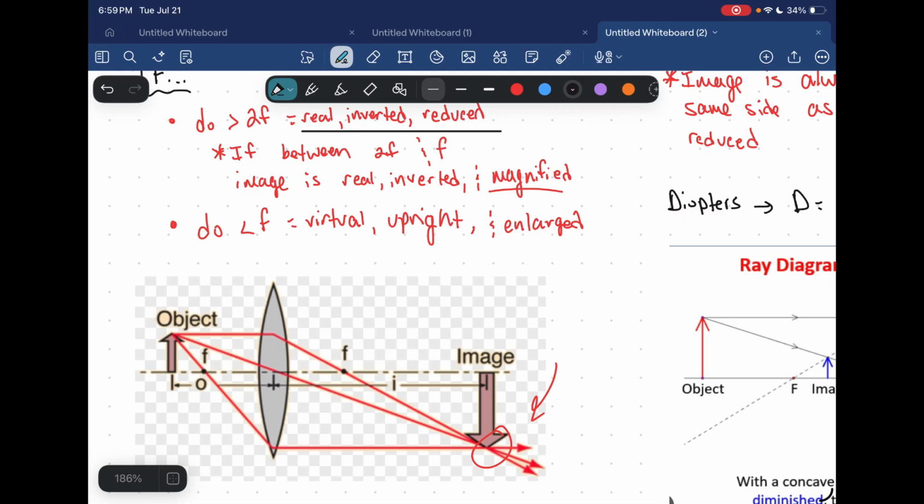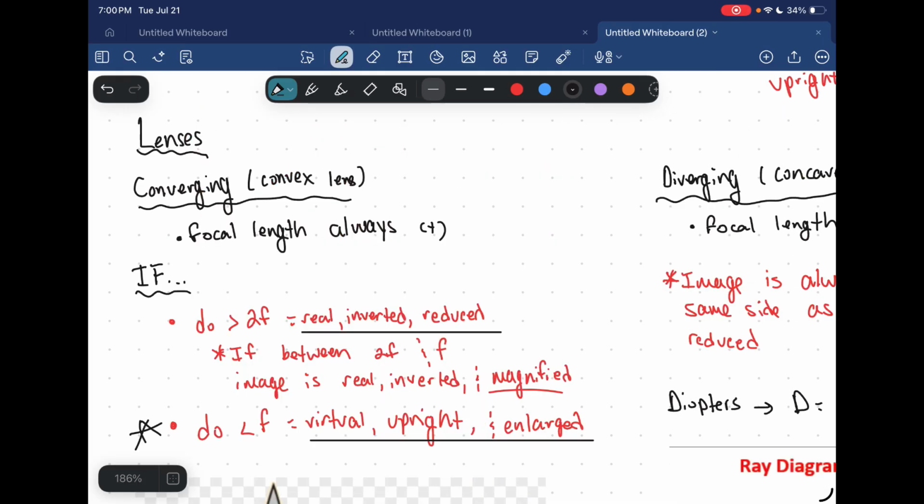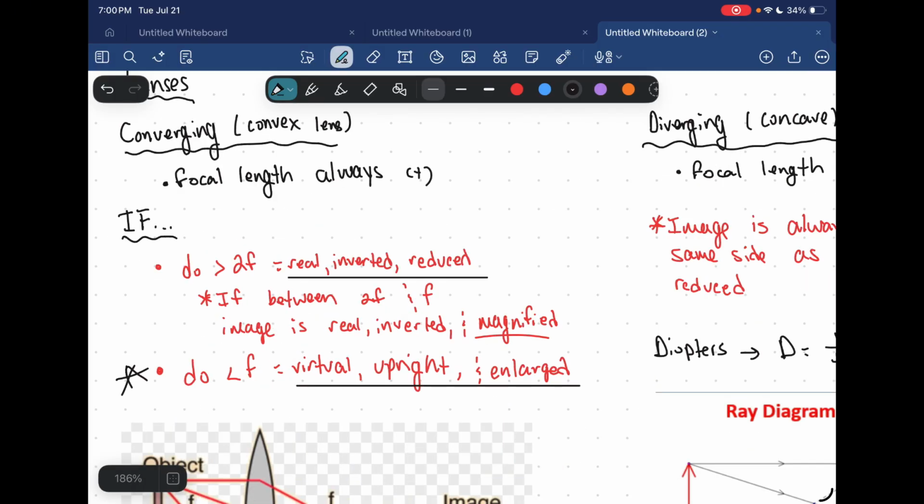And this is the exception that you need to know for converging lenses. You can get a virtual image for converging lenses if the object distance is less than the focal length. If you have an object distance that is less than the focal length, the type of image that is produced is virtual, upright, and enlarged. So while the converging lens always produces a positive focal length, it is up to the object distance in relation to the focal point, which determines the qualities of the image produced.